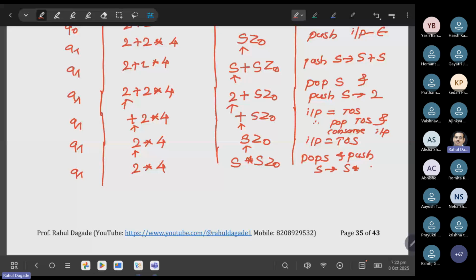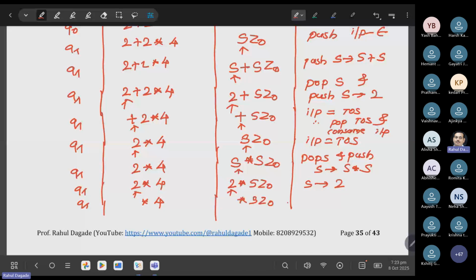So this is pushed on the stack. Now this S is not matching with the input, so its production will be pushed again. So Q1, 2 into 4, S is now converted. So 2 into S Z0. Which operation is done? S gives 2 is pushed onto the stack. Now this 2 is matching with this 2, therefore consume it. So therefore in Q1 the remaining input is star 4 and the remaining stack is star S Z0.